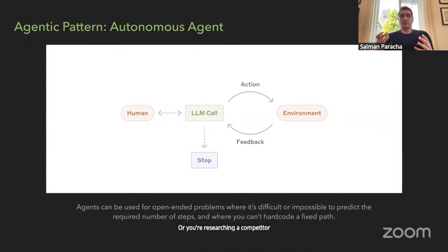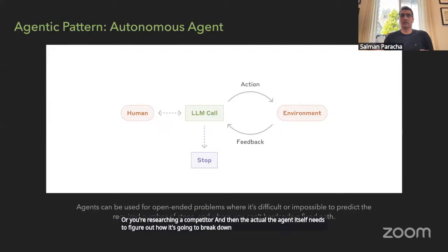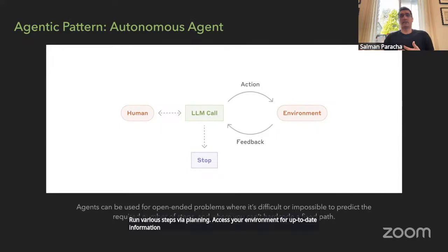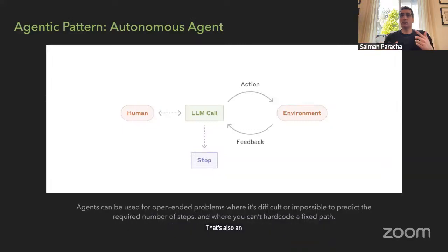And then the agent itself needs to figure out how it's going to break down and decompose the high-level goal, run various steps via planning, access your environment for up-to-date information if needed, or up-to-date information on the web. That's also an environment. And then use that as a feedback loop to come to an end state. These are highly, highly complex, but very useful agentic patterns if the problem is truly open-ended.